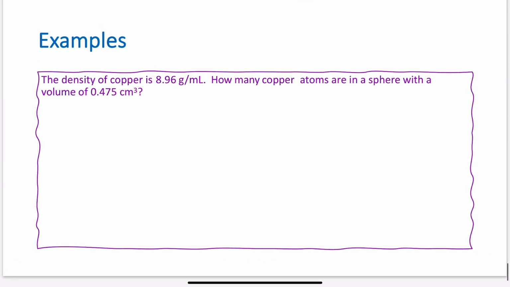What's next? Looks like our last example. The density of copper is 8.96 grams per mil. How many copper atoms are in a sphere with a volume of 0.475 centimeters cubed? Okay, well, let's figure that out. What am I trying to find? Number of copper atoms.